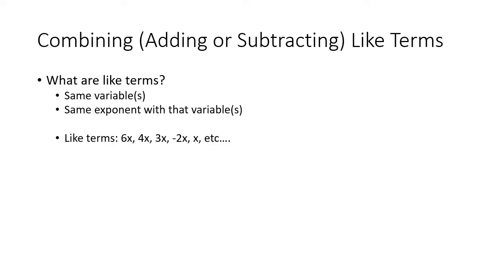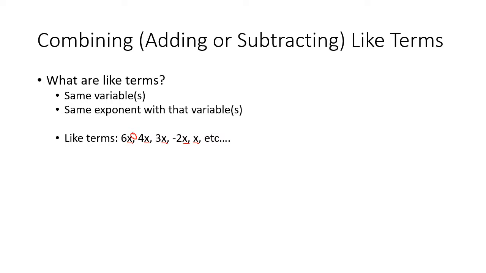Okay, so these are like terms: 6x, 4x, 3x, negative 2x, x, etc. Notice that the numbers are different, so that's not what makes them like terms. What makes them like is that they have the same variable. They all have an x, and they also have the same exponent, which in this case is a 1.